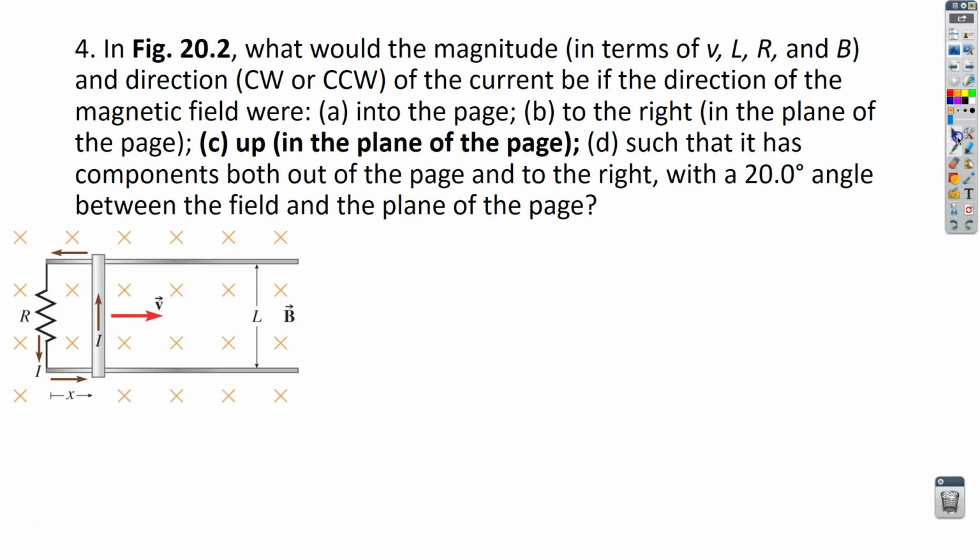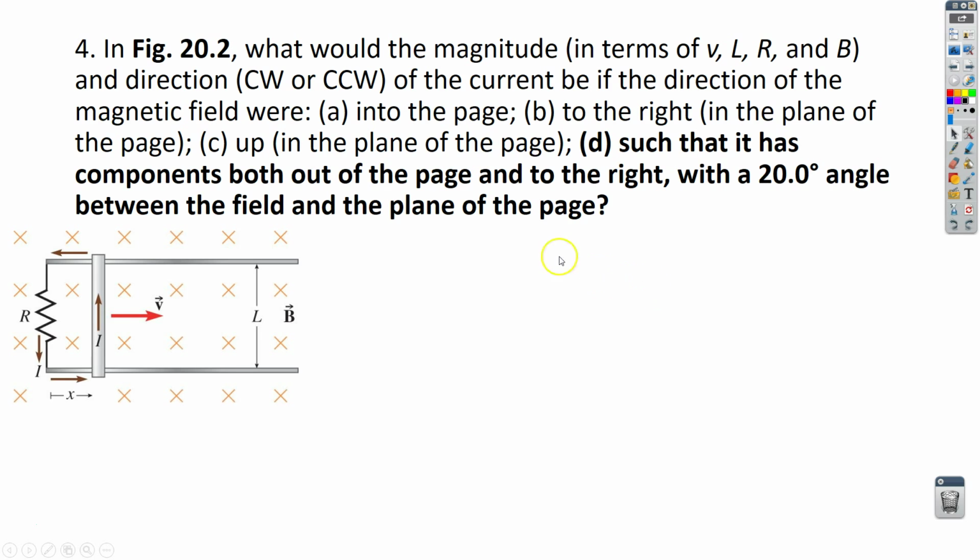Let's go ahead and take a look at the last one, which is letter D. So now it has components both out of the page and to the right with a 20-degree angle between the field and the plane of the page. So if we're looking at the page from the side, this is the way the magnetic field would be, and it would be at a 20-degree angle.